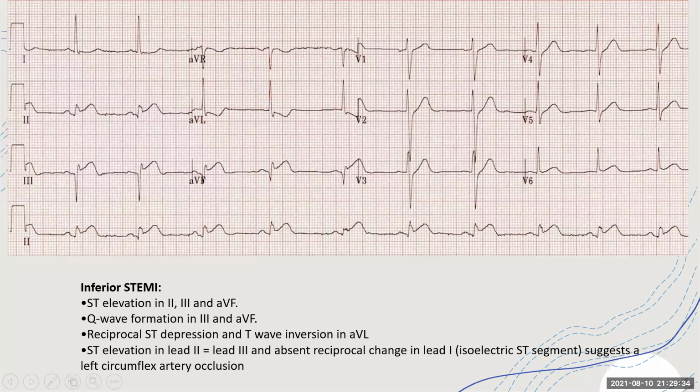Now for inferior wall MI, for inferior, you remember, we have to look for lead 2, 3 and AVF. So 2, 3, AVF, if it's going to show you ST elevation, we will say it's an inferior wall MI. Now just have a look here.